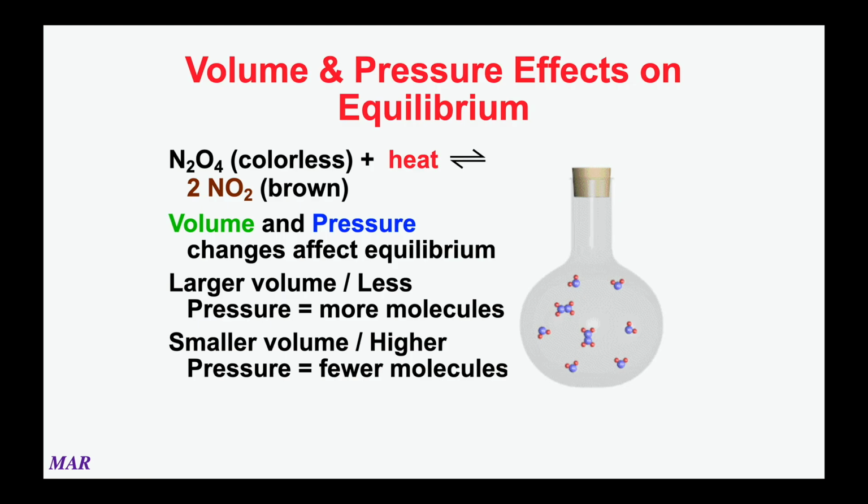If your system is made of gases, then you will see effects of volume and pressure as you change things around as well. Larger volume and less pressure will happen with more molecules. On the other hand, smaller volume, higher pressure will make the side with fewer molecules. So to make sense of this, let's go back to the N2O4 NO2 example. Well, N2O4 is 1 mole, and that makes 2 moles of NO2. So more molecules would be the NO2 side, fewer molecules would be the N2O4 side.